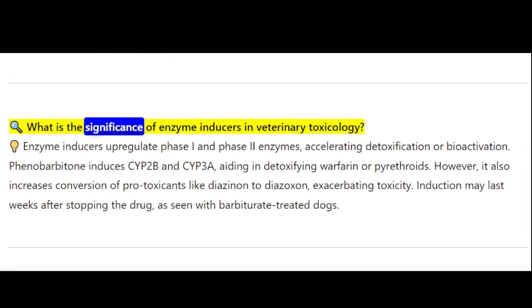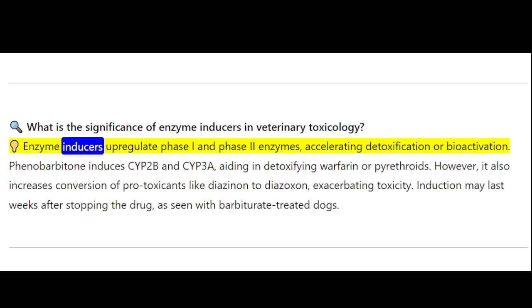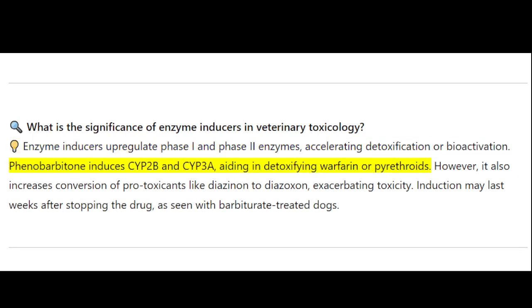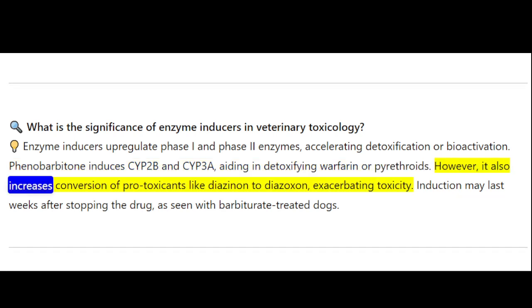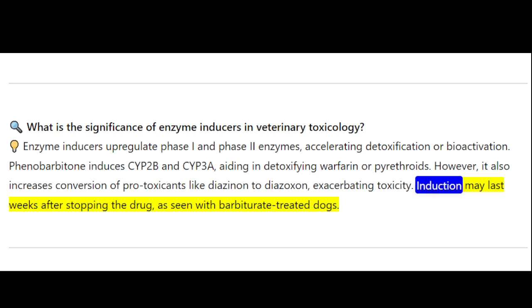What is the significance of enzyme inducers in veterinary toxicology? Enzyme inducers upregulate phase I and phase II enzymes, accelerating detoxification or bioactivation. Phenobarbital induces CYP2B and CYP3A, aiding in detoxifying warfarin or pyrethroids. However, it also increases conversion of protoxicants like diazinon to diazoxon, exacerbating toxicity. Induction may last weeks after stopping the drug, as seen with barbiturate-treated dogs.